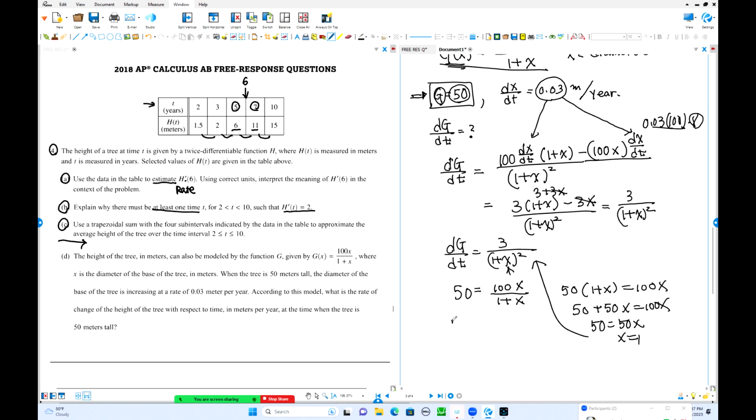Now put this number in there, and you get dg/dt. dg/dt equals 3 over 1 plus 1, which is 2, squared is 4. That's the answer: 3 over 4 meters per year. The height changes every year by 3 over 4 meters. Are you okay with this?